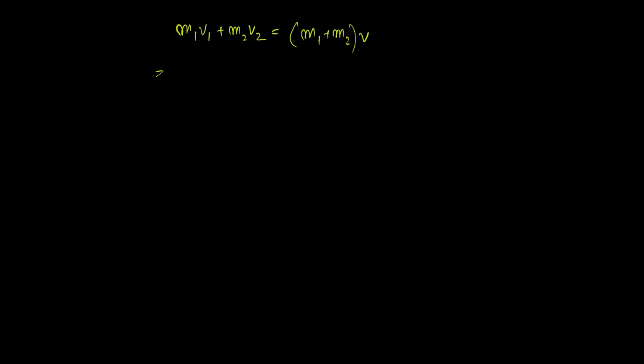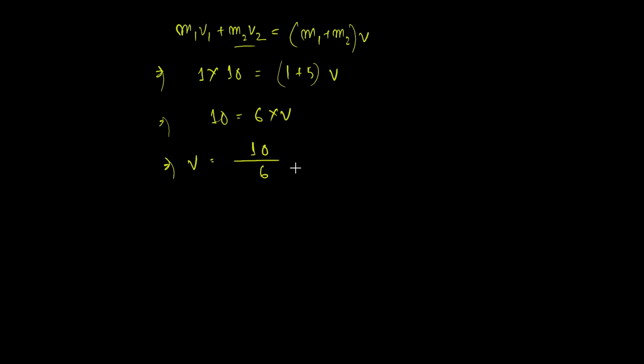Just write down the values: m2 v2 will be 0 since v2 is 0, so there will be only m1 v1. m1 is 1 and v1 is 10, equal to, no, sorry, not 2v. It is going to be 1 plus 5, m2 having a value of 5. So this is nothing but 10, and this is 6 into v. We have to find v. It is going to be 10 by 6 meter per second. If you solve it, you are going to get 1.67 meter per second, right? This is the answer to this question.